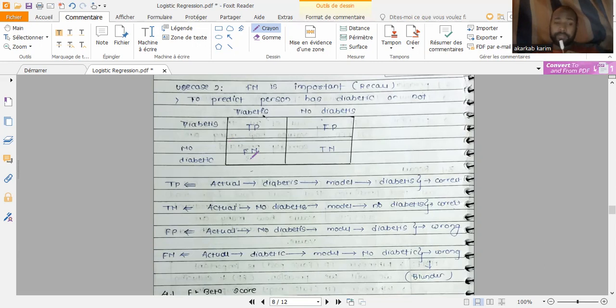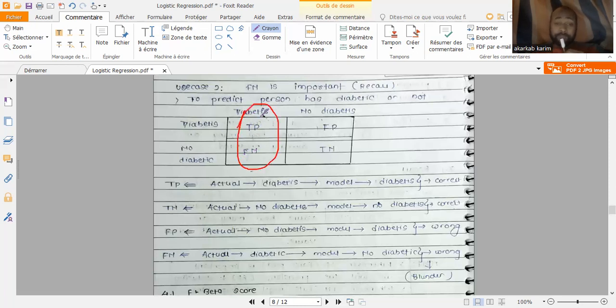Well, that is a problem. Here in the last case we have false negative: diabetic, but my model considered it not diabetic. So at this time, the recall is more important. The formula of recall is true positive divided by true positive plus false negative. So we are considering this part.